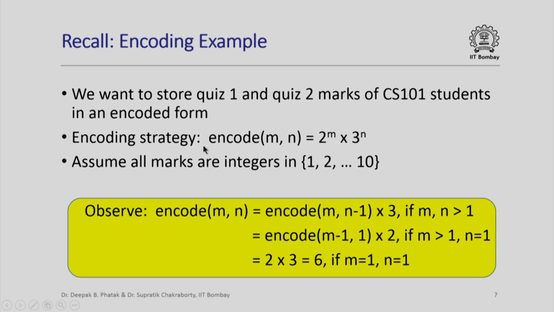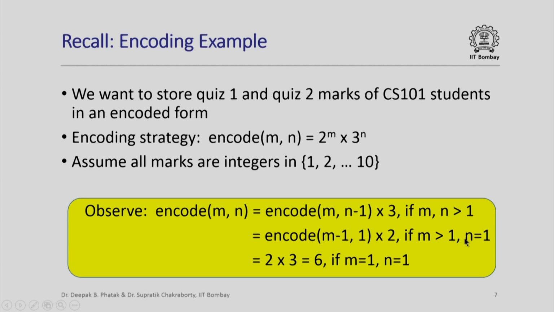and observe that this encoding function, instead of being written as 2 raised to m times 3 raised to n, could also have been written in the following way, where I am saying that given m and n where both are greater than 1, the encoded version of m and n is obtained from the encoded version of m comma n minus 1, and because I have reduced n by 1 and 3 appears in the exponent, I have to multiply this encoding by 3.